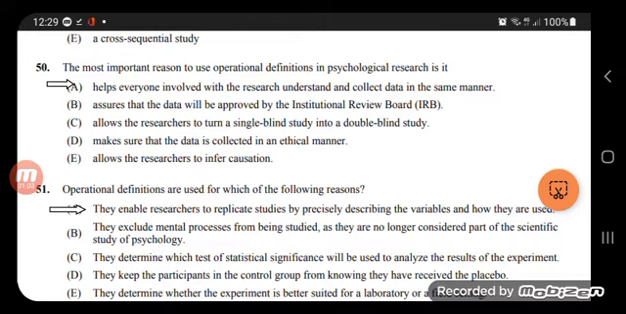The most important reason to use operational definitions in psychological research is it helps everyone involved with the research understand and collect data in the same manner. Yes, we need to be able to collect data properly and know what's going on.